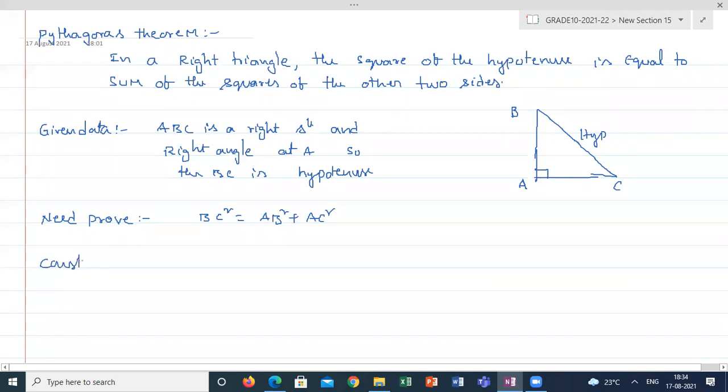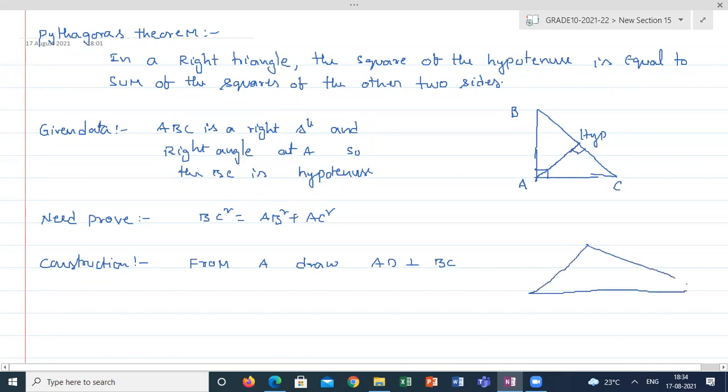Construction. Draw a perpendicular from A to BC. Simple. From A, draw AD perpendicular to BC. So to understand, I am drawing this diagram like this.